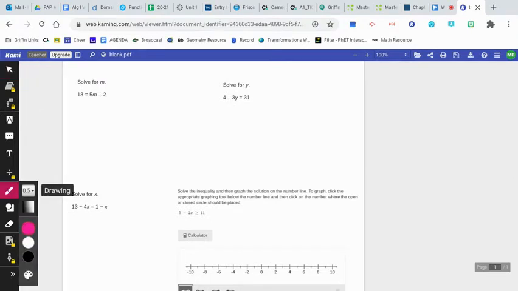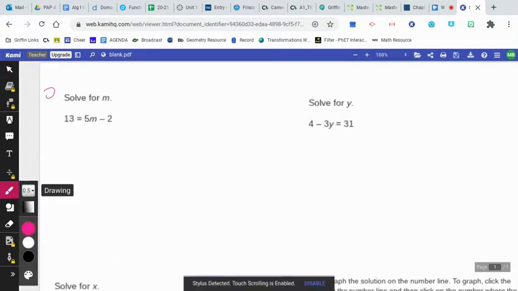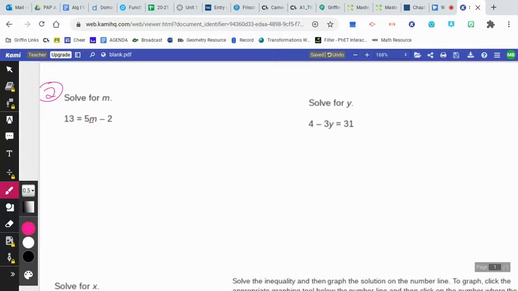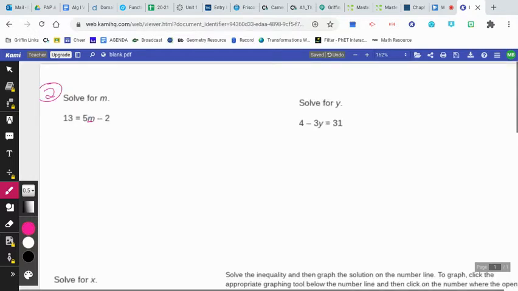So question number 2, we wanted to solve for m. Whenever we are trying to solve for a variable, we want to isolate our variable. Our goal is to get that variable by itself. And we'll be doing that with inverse operations. We're essentially doing order of operations in opposite order.